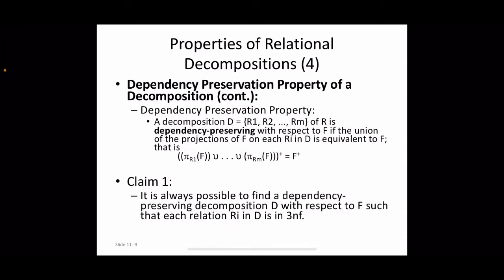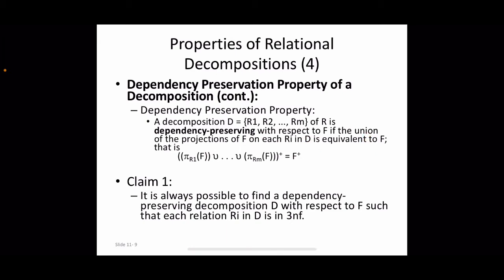Now the definition of the dependency preservation property. A decomposition D as R1, R2, etc., Rm of R is dependency preserving with respect to F if the union of the projections of F on each Ri in D is equivalent to F itself.